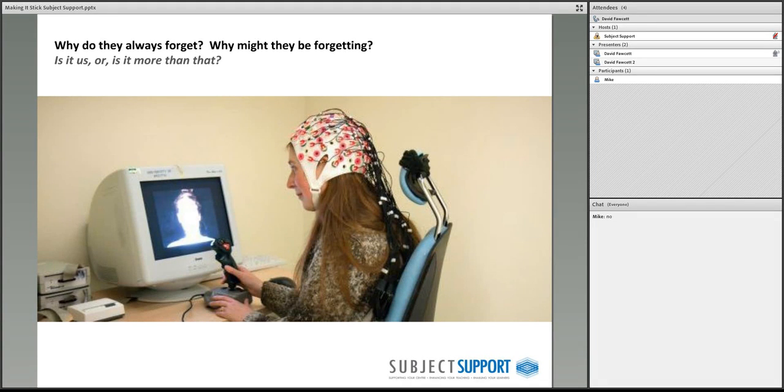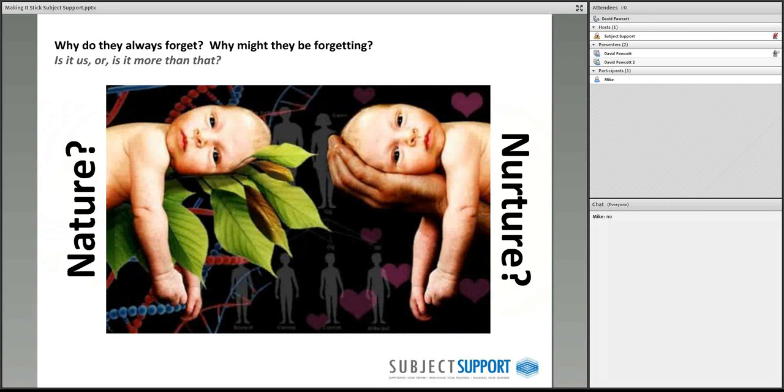So again, it's about trying to match up what we get from the books and the articles and the research journals, and trying to get it to best fit into our lessons. One of the things we're going to look at first is: is it nature or is it nurture? Which is actually a big underlying factor in terms of why students forget stuff in your lessons.